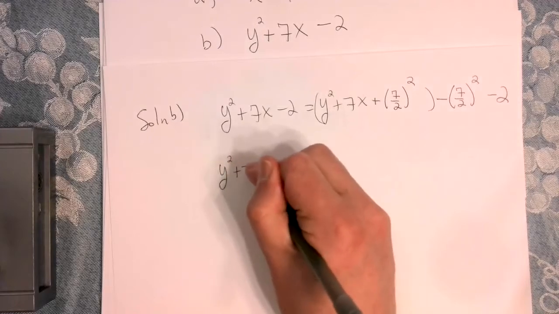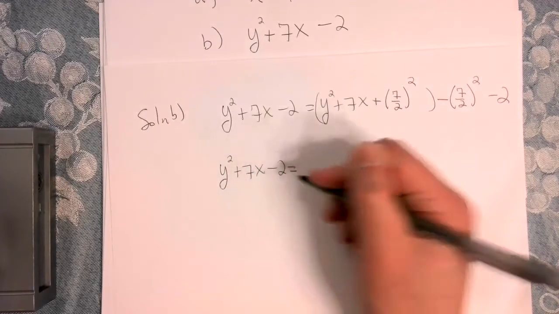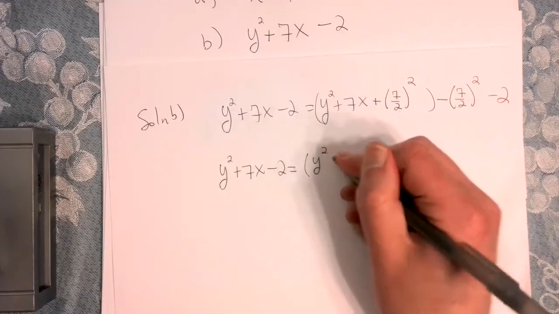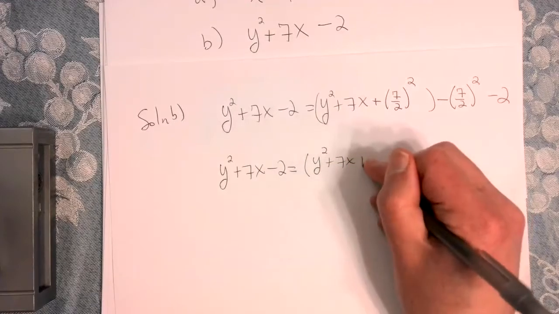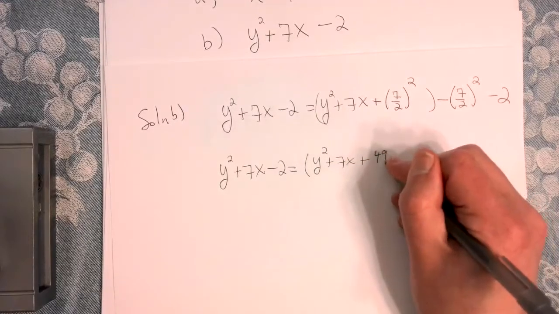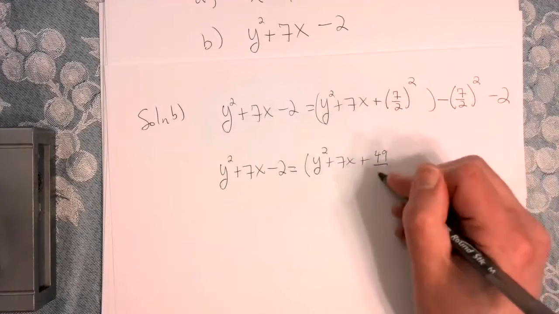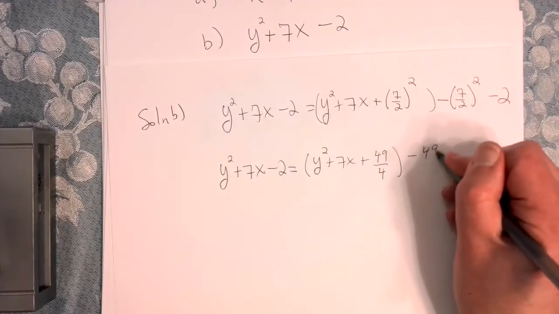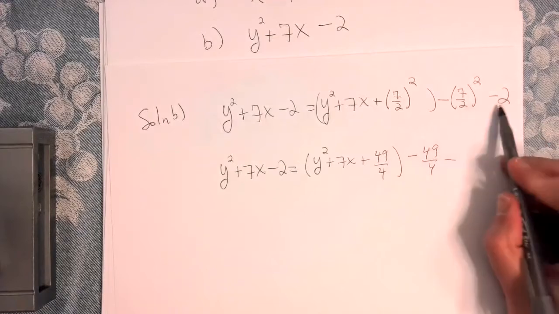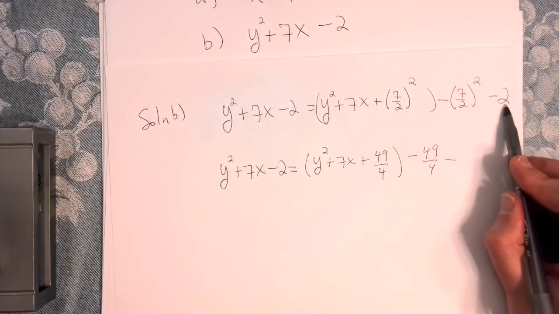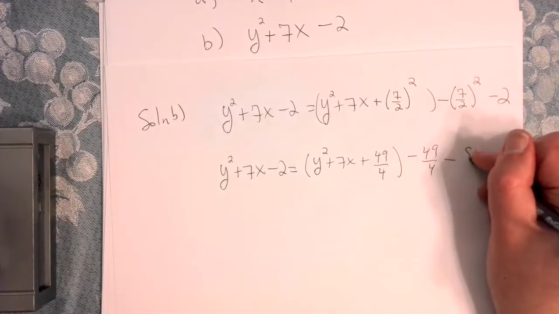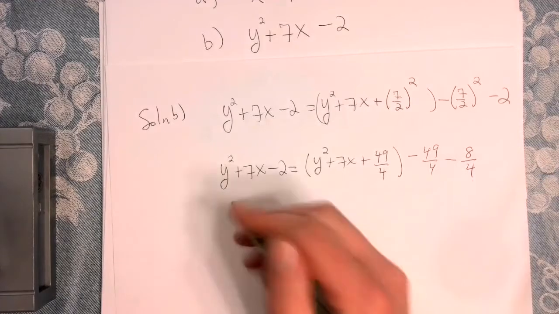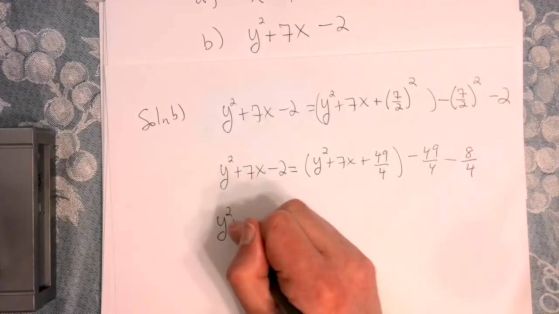So that's going to give us the following. Here it looks like we've got y squared plus 7x plus 49 fourths. I could have just factored at this point, to be honest, but that's fine. This is minus 49 fourths minus 2, but maybe we could write 2 in terms of fourths. So that looks like it's 8 fourths. Just rewriting that in terms of fourths, now we can go ahead and factor and combine.